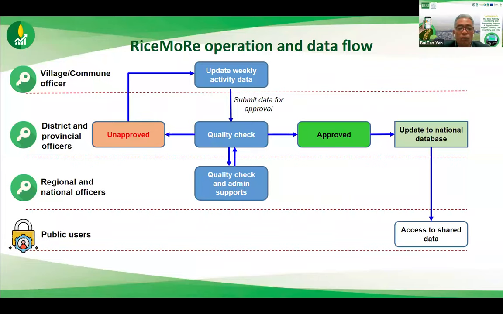The system is also partly open to public users. They can access the system to see some brief information on rice production, but they are not able to modify the data, key in data, or extract data. They can only see the visualized data on the screen.